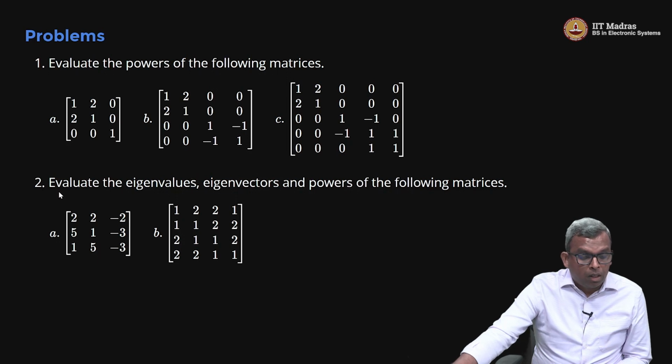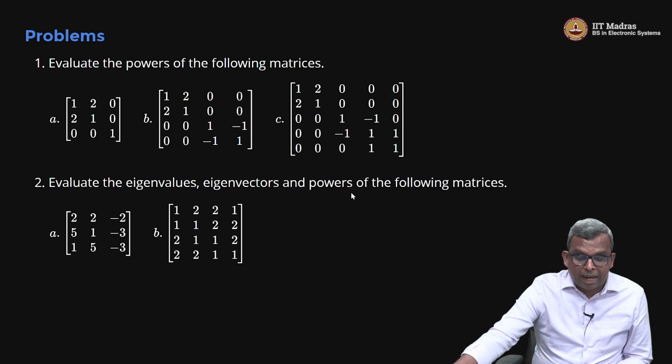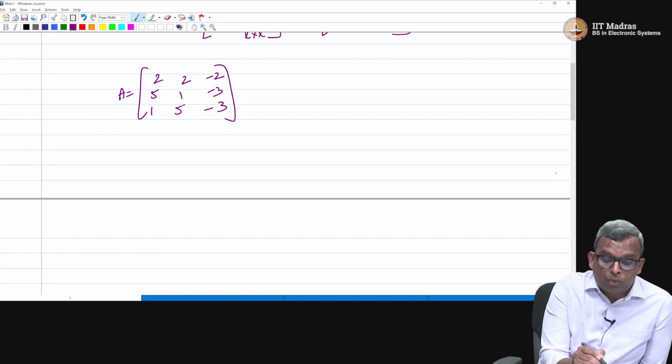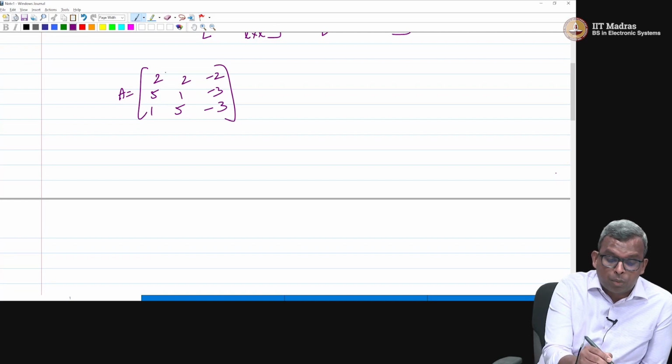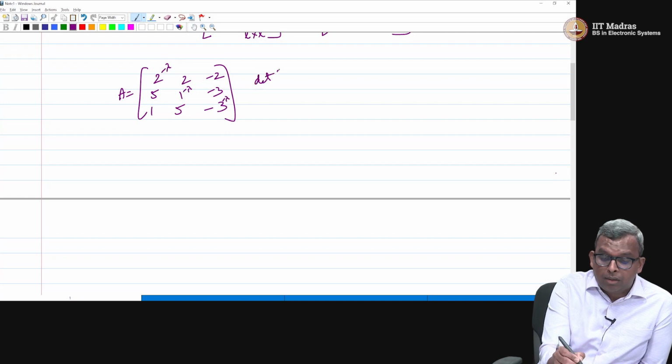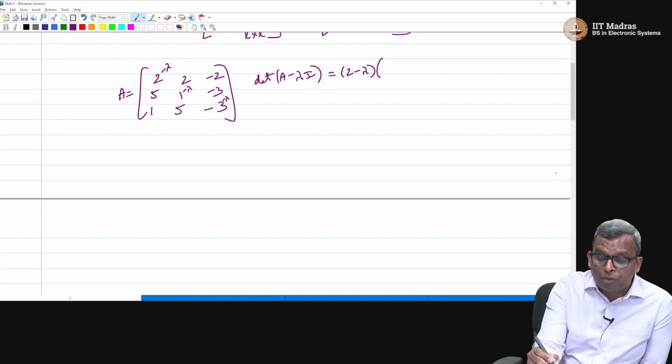Okay, here is another question. Evaluate the eigenvalues, eigenvectors and powers of the following matrix. This matrix is 2, 2, minus 2, 5, 1, minus 3, 1, 5, minus 3. I'm going to subtract lambda along the diagonal and compute this determinant. It will look a little ugly, but finally I hope you will be surprised by the answer. I hope I don't goof off and make a mistake. If I don't, you will get something very nice.